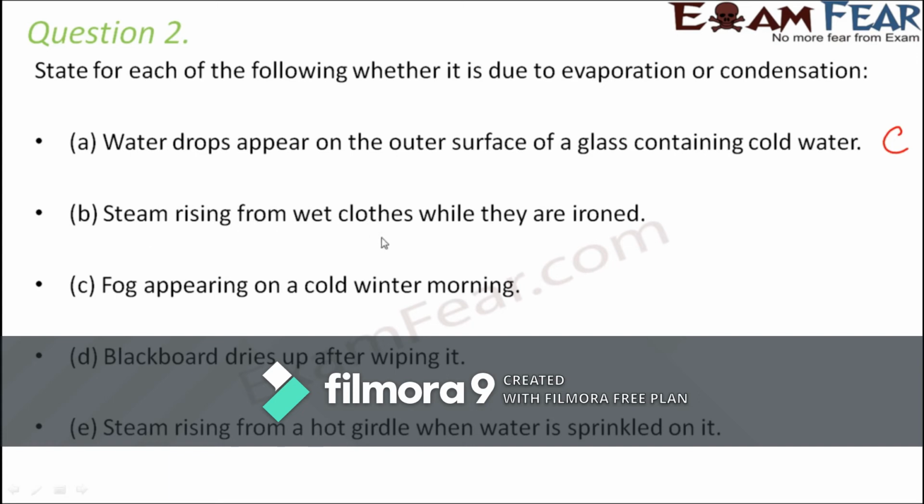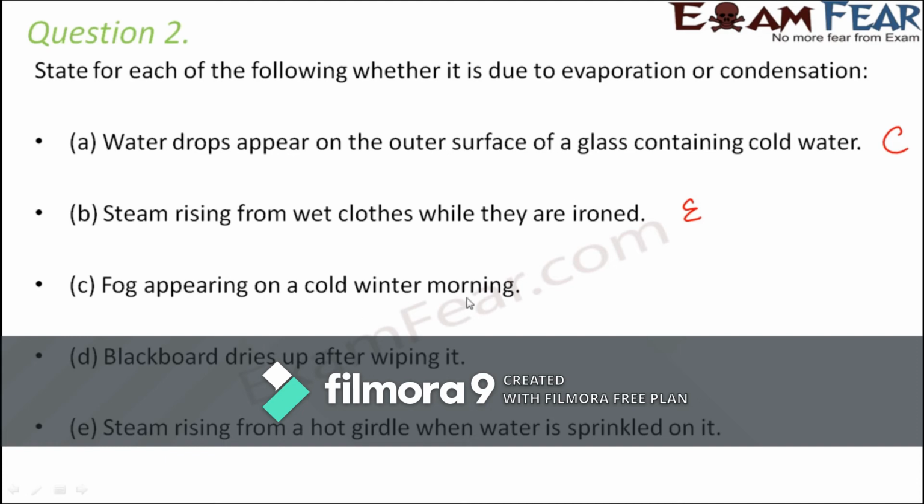Steam rising from wet clothes when they are ironed. When you iron them, you are actually supplying heat to the wet clothes. When you supply heat, the water in those wet clothes gets converted into water vapor. So water is getting converted to water vapor by application of heat, and that is called evaporation.